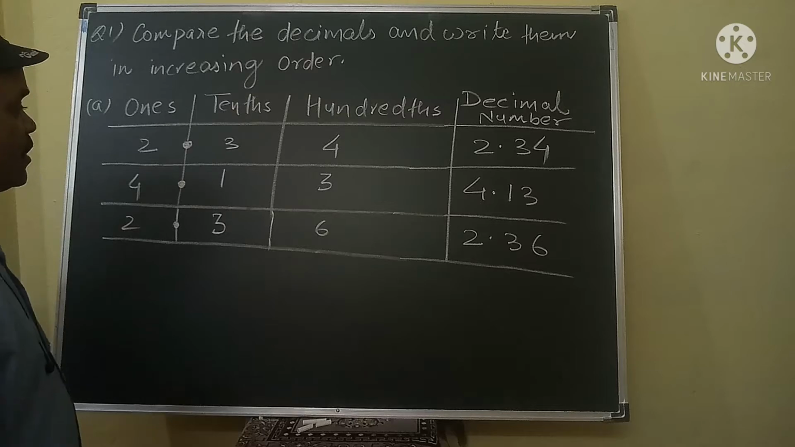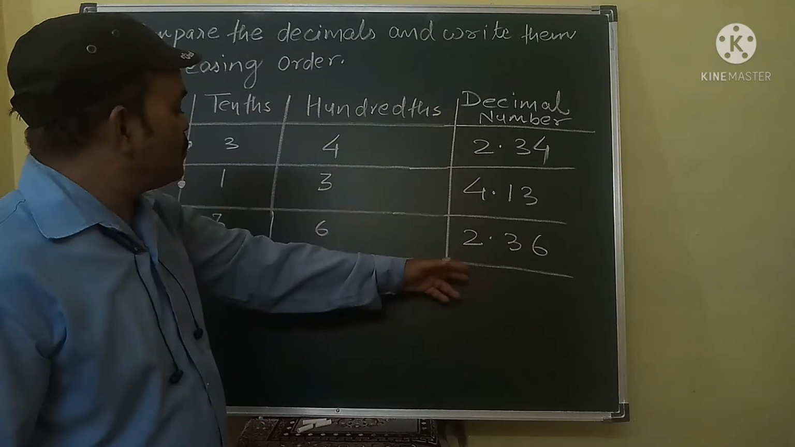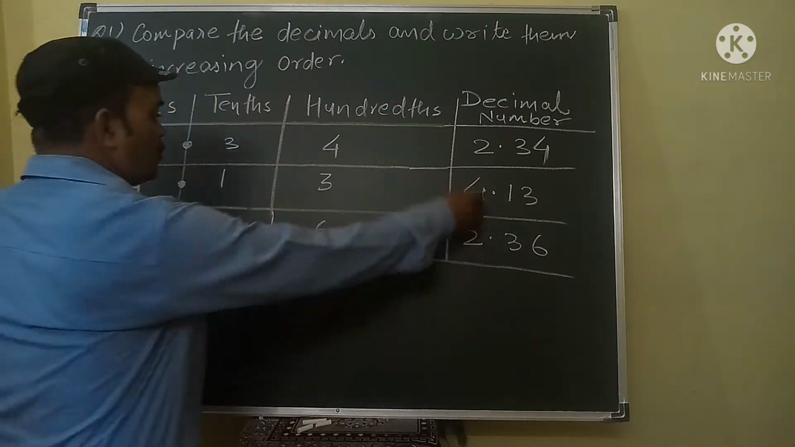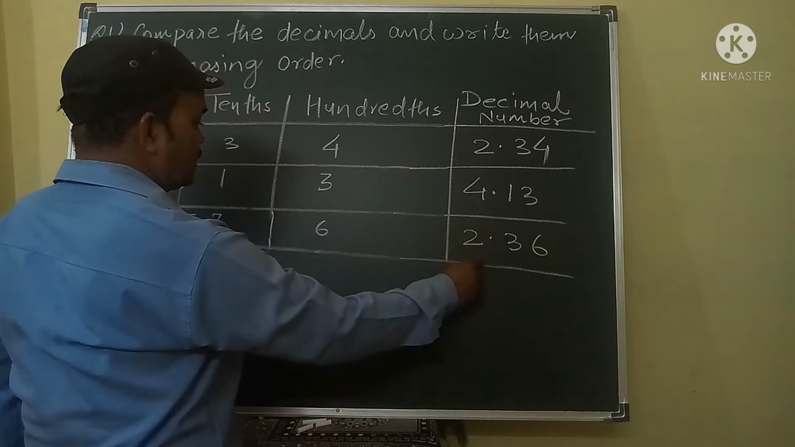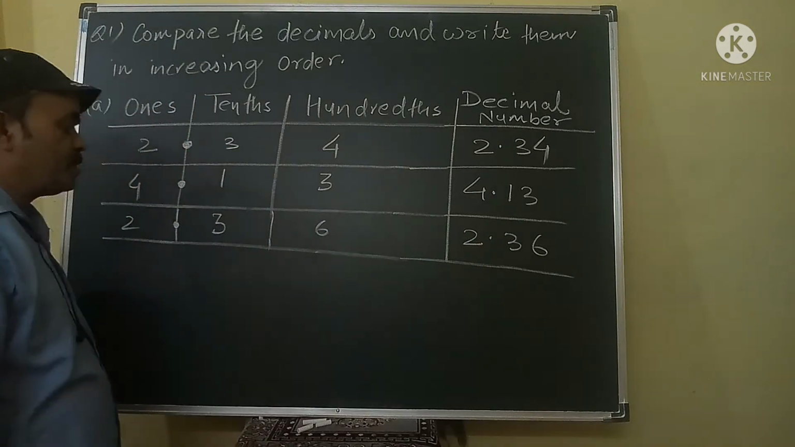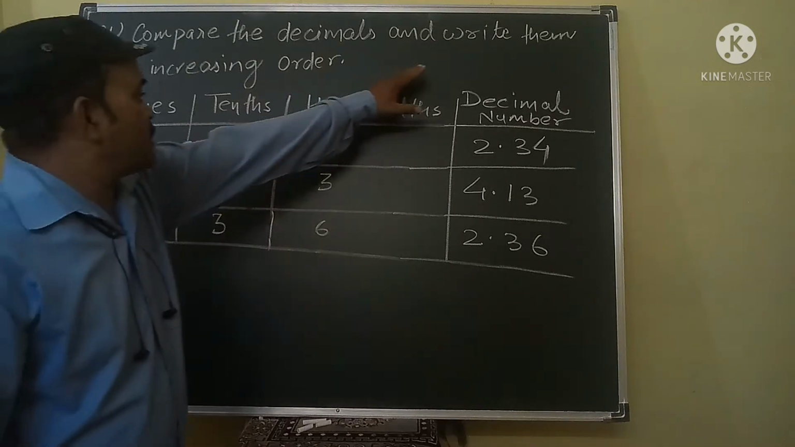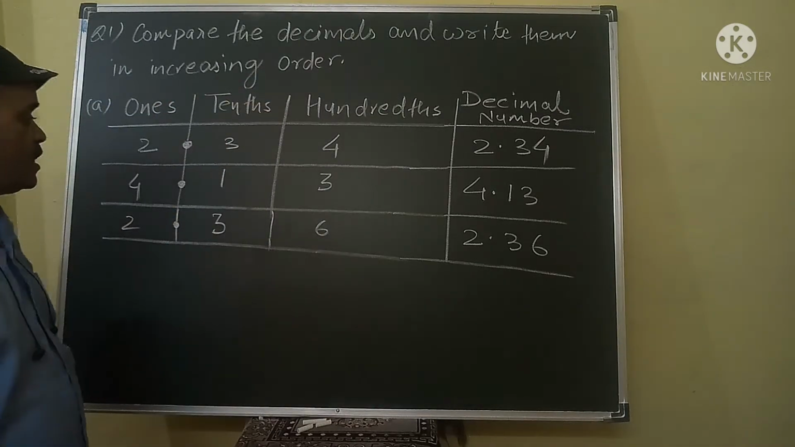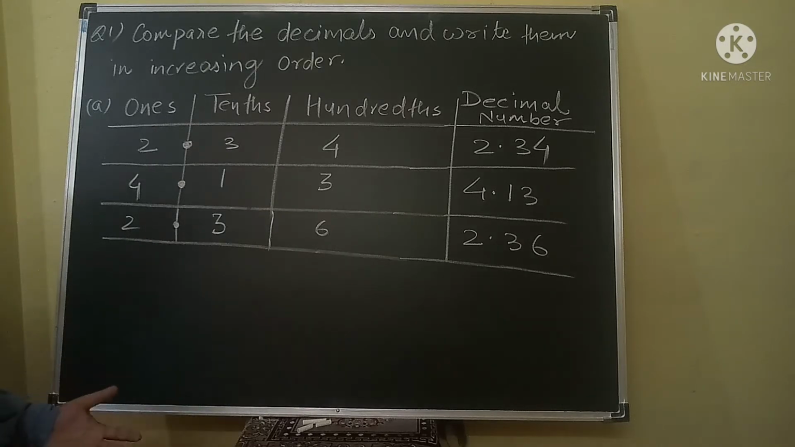Then after that what will we do? That means all these decimal numbers belong to like decimals. Okay. Then after that what will we do? Your question is: write them in increasing order. Increasing order means smallest to biggest.